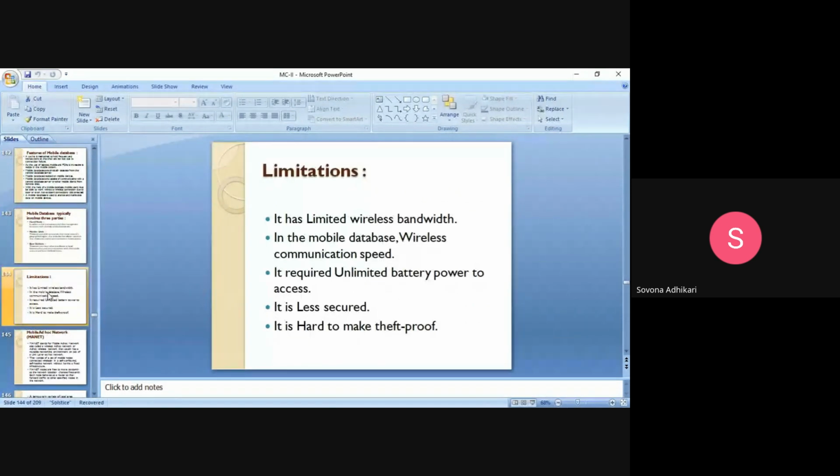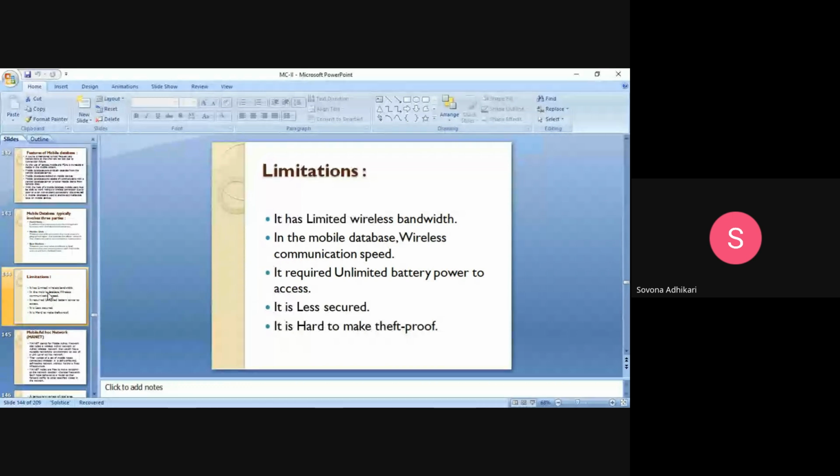Mobile computing has some drawbacks, some limitations. It has limited wireless bandwidth. As it is wireless, the bandwidth is less. Mobile database wireless communication speed is also another challenge.